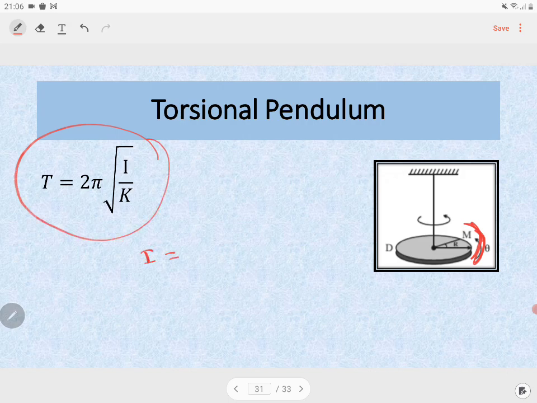I is the moment of inertia of the disk about that axis, and k is called the torsional constant. The torsional constant is for the wire from which the disk is suspended.